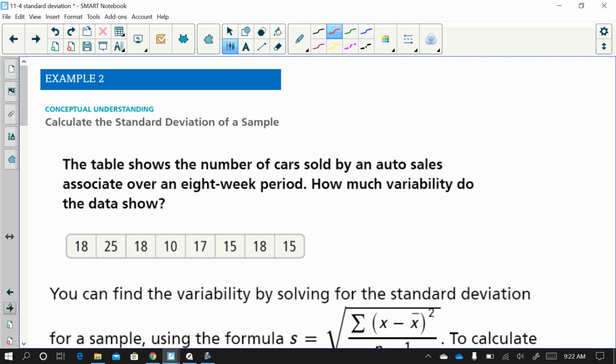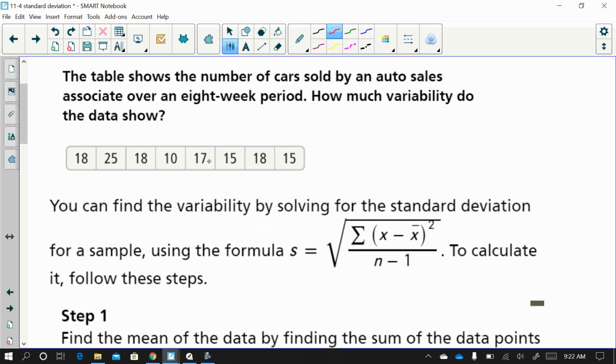So let's figure out how to actually calculate the standard deviation. The table here shows the number of cars sold by an auto sales associate over an 8-week period. How much variability did the data show? Notice we have a small sample size here, 1, 2, 3, 4, 5, 6, 7, 8. That's going to be nice. You don't want to do big ones like this by hand.